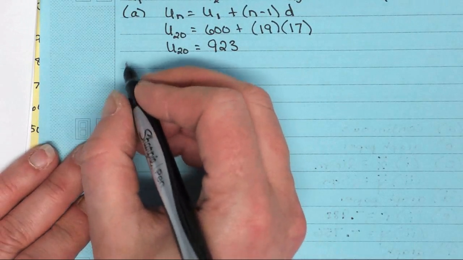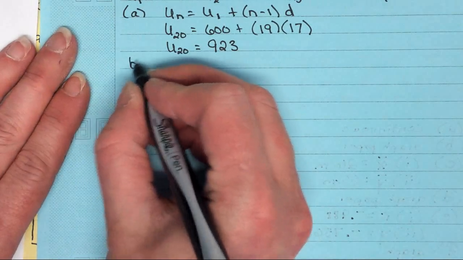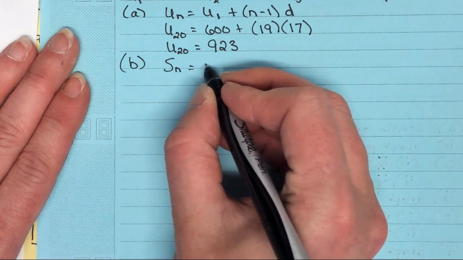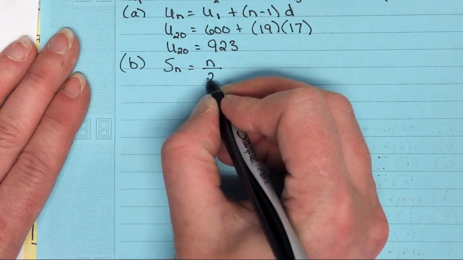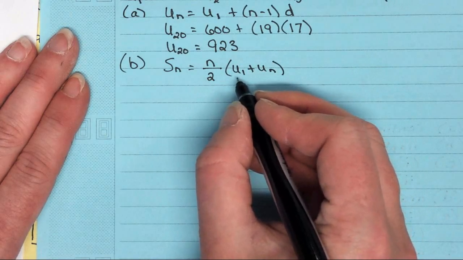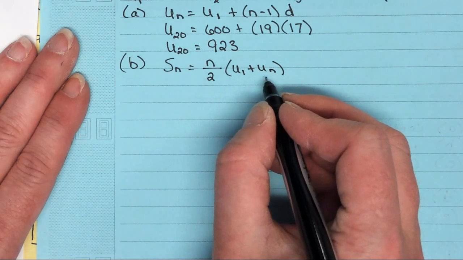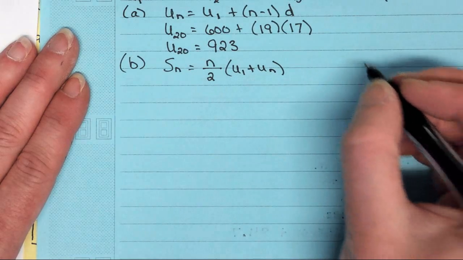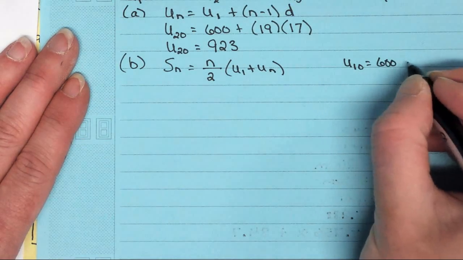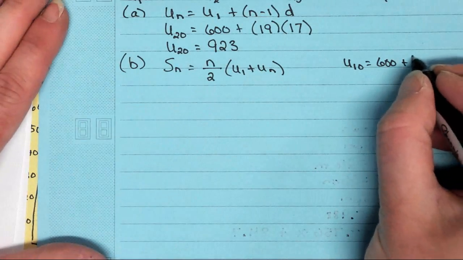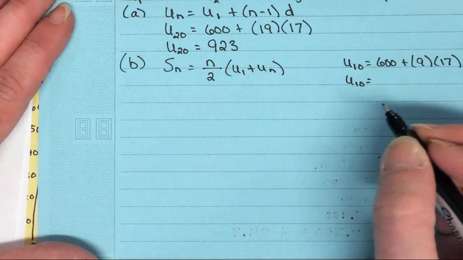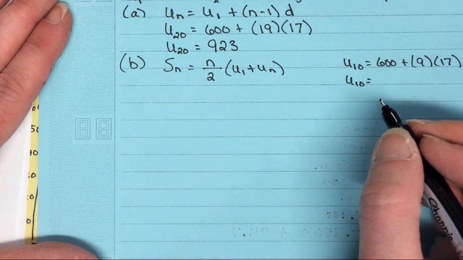Okay, so for part B, we're trying to find the sum of the first 10 terms. The formula I like is that we're going to take the number of terms divided by 2, u sub 1 plus u sub n. So I need the first term, and then I need the, what would u sub n be? 10th term. So we need to find the 10th term. So 600 plus 10 minus 1 times 17. Can somebody find the 10th term for me?